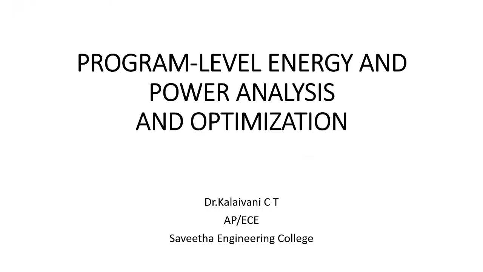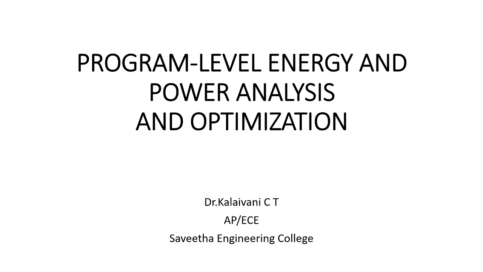Hi friends. Now we will see about program level energy and power analysis and optimization. Within the program, we are going to see how to reduce the power and energy. We have to see how much power or energy is used by each and every line of the program and how to reduce it effectively. That is the main aim of program level energy and power analysis.